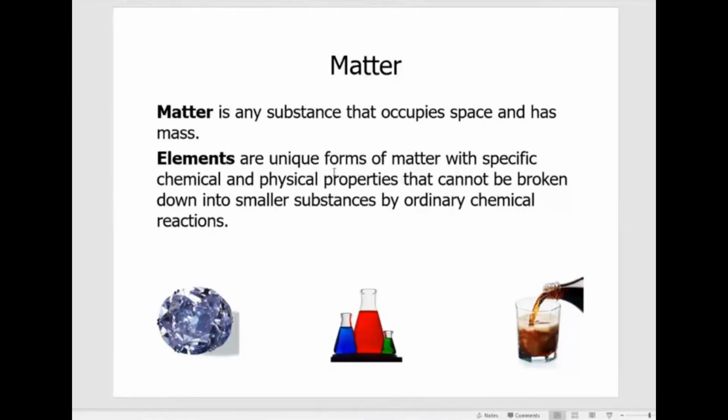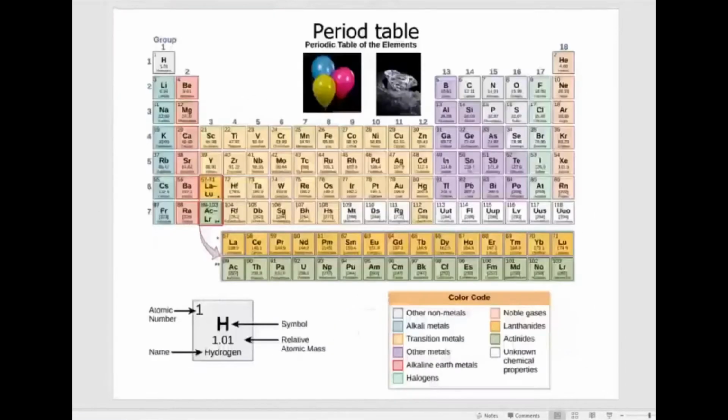Now, when we look at the building block for matter, the most fundamental unit is elements. So elements have specific chemical and physical properties that cannot be broken down when you look at a chemical reaction. I know it's a very abstract description, but we'll have some examples later. The best example for elements is really this periodic table, right?